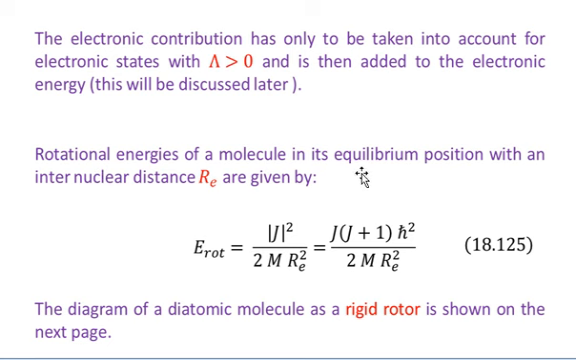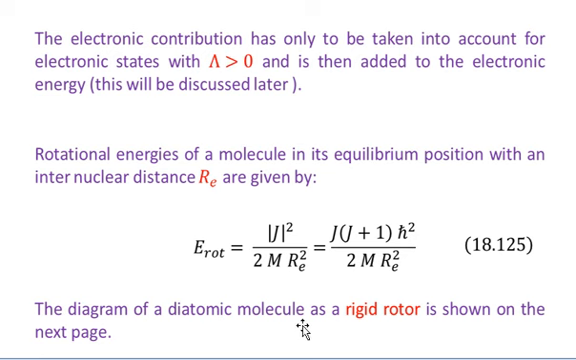Rotational energies of a molecule in its equilibrium position with an internuclear distance Re are given by the formula for the rotational energy of the molecule: E rot is equal to the absolute square of J divided by 2 times capital M times capital Re squared, which is equal to J times J plus 1 times H bar squared divided by 2 times capital M times capital Re squared.